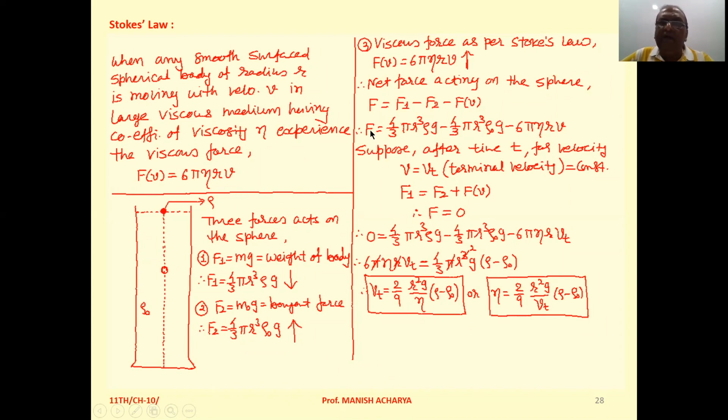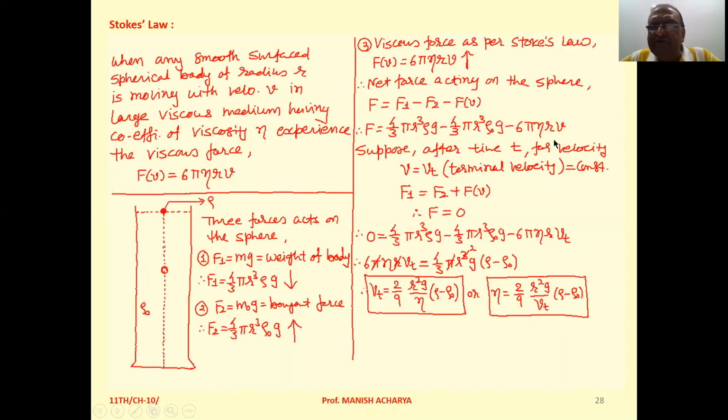Now the net force F is equal to F1, the weight of the body, 4 by 3 pi r cube rho g, minus F2, the buoyant force, 4 by 3 pi r cube rho 0 g, minus Fv, that is 6 pi eta r v. So this one is the net force acting on the body. Clear to all of you?